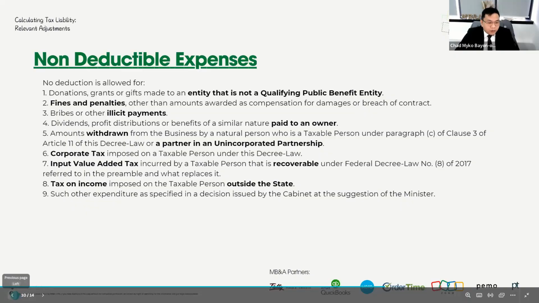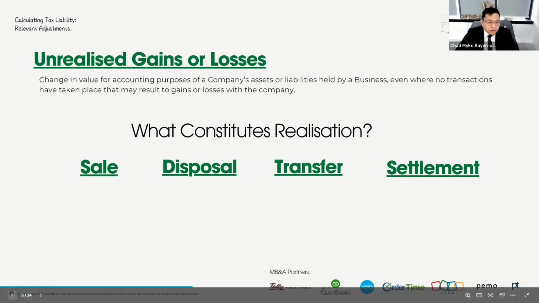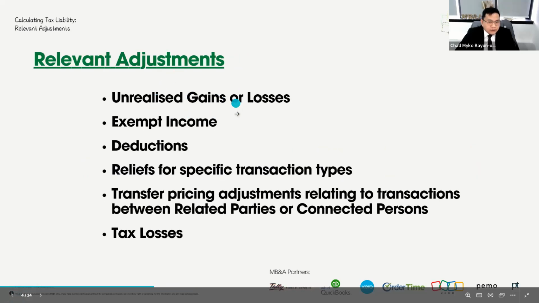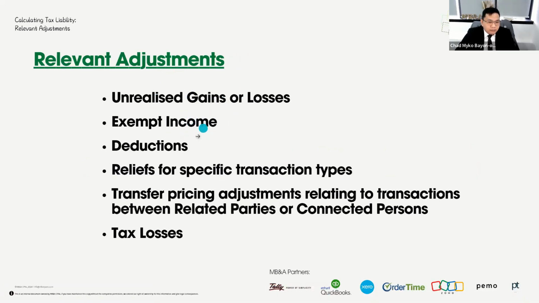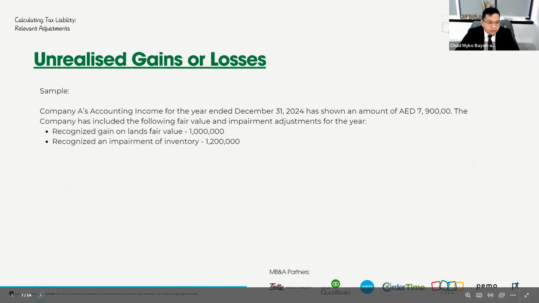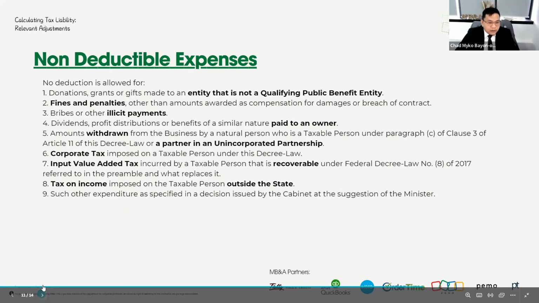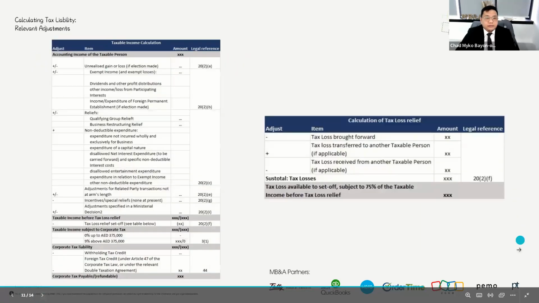So again, we already have discussed unrealized gains or losses, exempt income, and then the deductions. So for these three, we will be discussing this on the next webinar because this will be taking much time on the discussion. And for the calculation of your tax liability, the normal calculation formula is this.